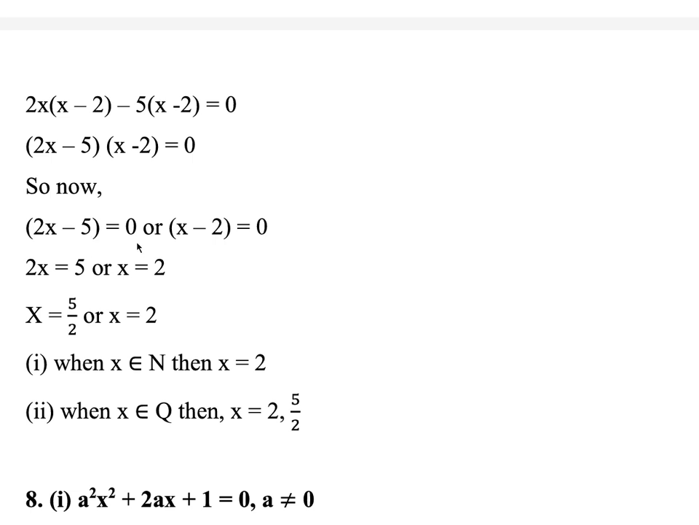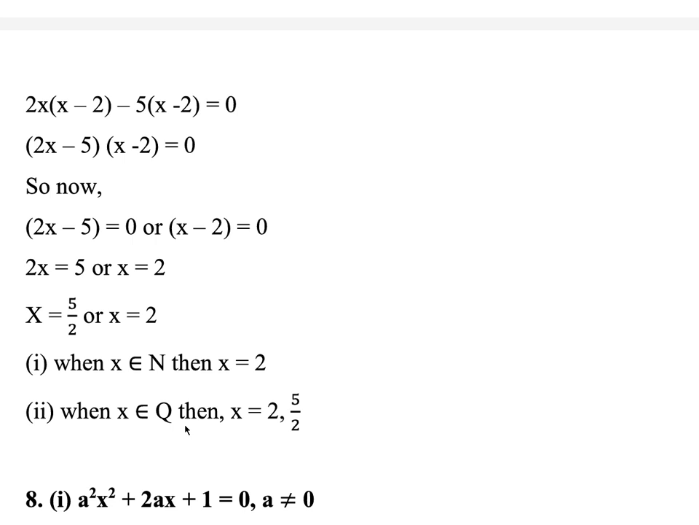After that, we will get (2x minus 5) into (x minus 2) is equal to 0. If 2x minus 5 is equal to 0, x will be 5 by 2, and if x minus 2 is equal to 0, the value of x is 2. So we have to take, where x belongs to N, N means only the natural number. Natural numbers are all the positive whole numbers, 1, 2, 3, 4, 5, 6. So we have to take only 2. So 5 by 2 we will not take.